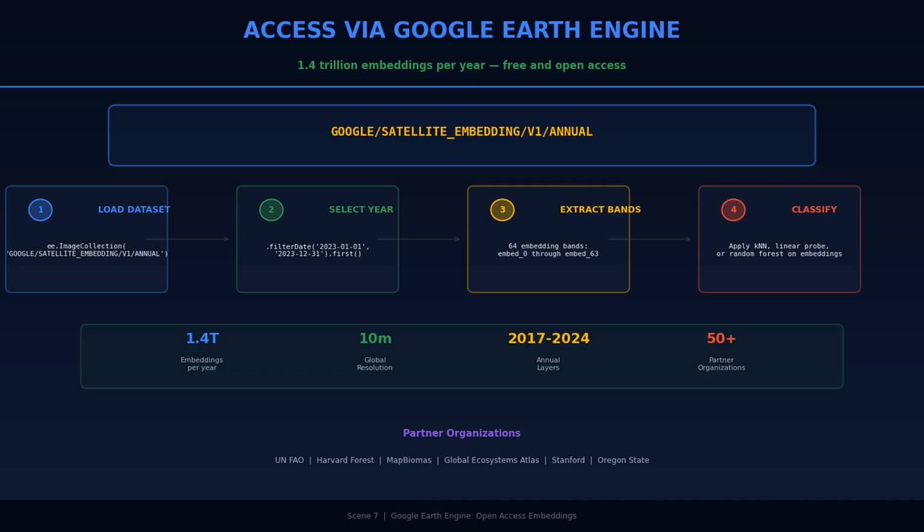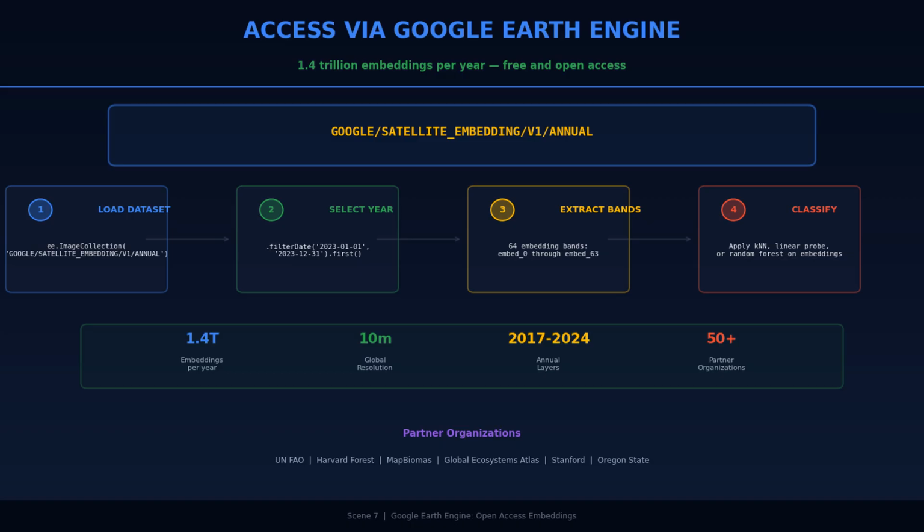AlphaEarth embeddings are freely available through Google Earth Engine as the satellite embedding dataset. The dataset ID is Google Satellite Embedding V1 Annual. Using it is straightforward. Load the image collection, filter to your year of interest, and extract the 64 embedding bands, named Embed 0 through Embed 63. You can then apply any standard classifier, a k-nearest neighbor, linear probe, or random forest, directly on these embeddings.